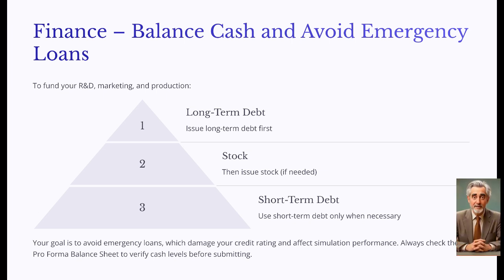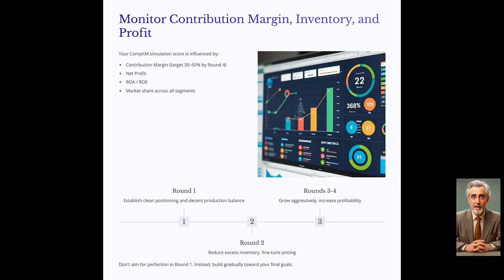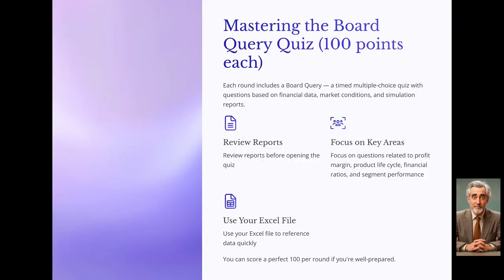Step 10, final tips and summary. Track everything in Excel: prices, inventory, forecasts. Don't blindly copy numbers. Understand the logic. Use conservative forecasts and gradually scale up. Focus on profitability, not just sales. Don't launch all 4 new products unless you're highly confident. Always double-check before submitting each round.